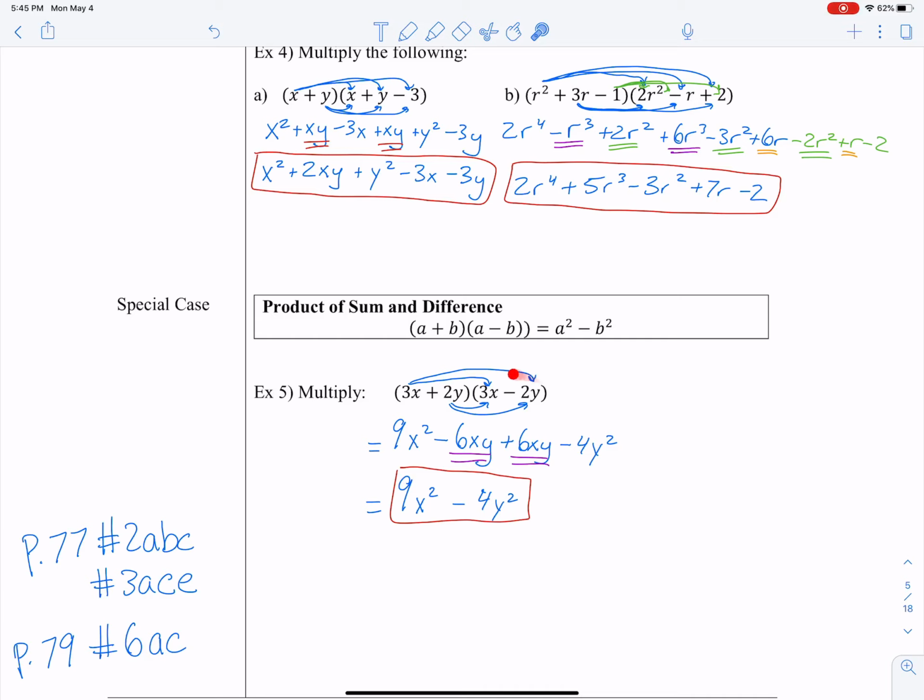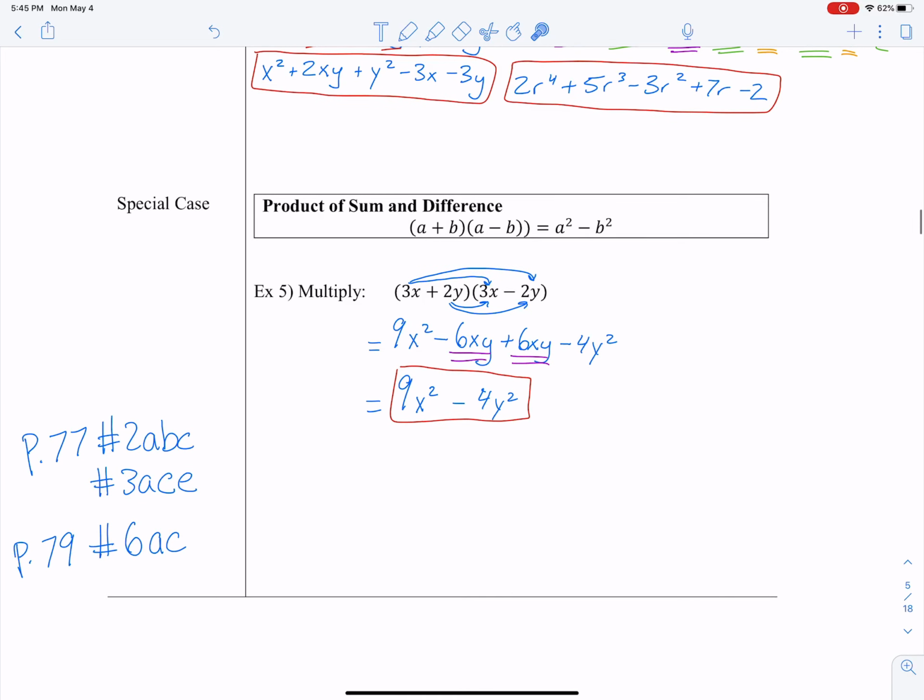Some people like to skip directly from this step to this step, but you're more likely to make mistakes that way. Okay. So now you can do page 77, number 2, A, B, and C, and number 3, A, C, and E, just those letters. And then page 75, number 6, just A and C. And that's it for the work for this week. We'll continue next week with factoring.